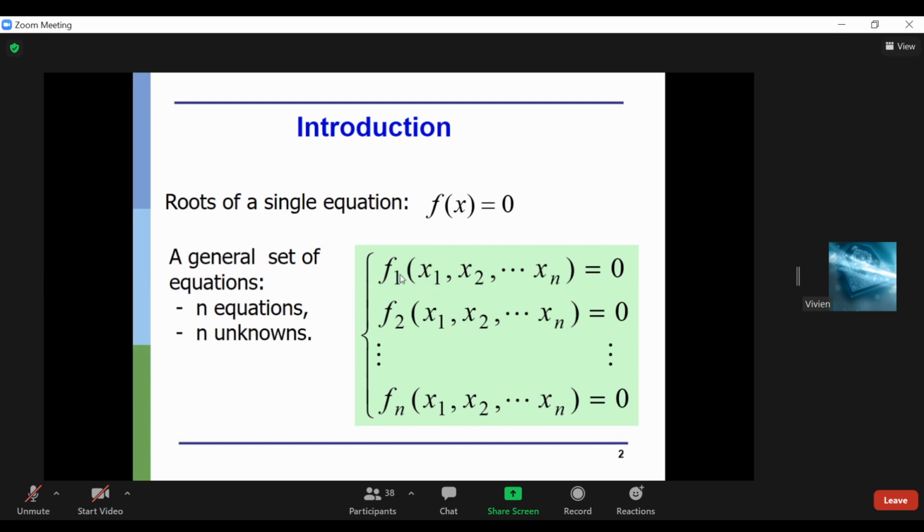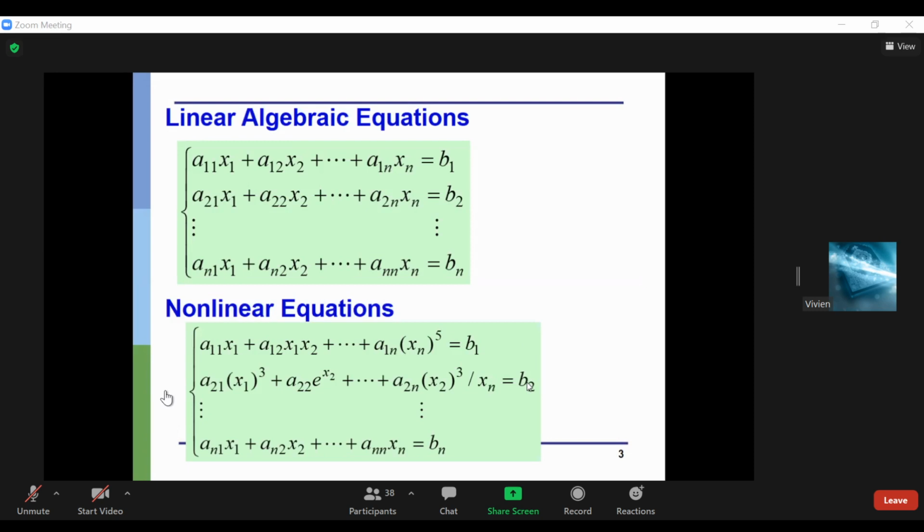So for example, we have here from f1 to fn, which are different functions, and each of those functions contains variables x1 up to xn, and we have to find the values of x1 up to xn which will satisfy all of these equations. This is called the set of linear algebra equations. If we talk about linear, it means that the order of the equations that we solve is in power of 1. So these are linear equations, and this is what we are going to discuss now.